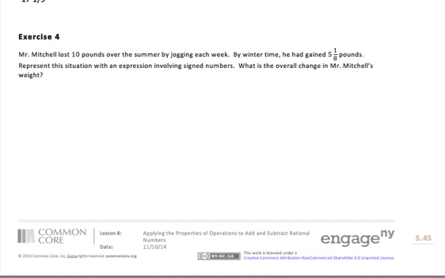As we move to exercise 4, we see that there are some word problems as well. Mr. Mitchell lost 10 pounds over the summer by jogging each week. By wintertime, he had gained 5 1/8 pounds. Represent the situation with an expression involving signed numbers, and then find what the overall change in Mr. Mitchell's weight is.